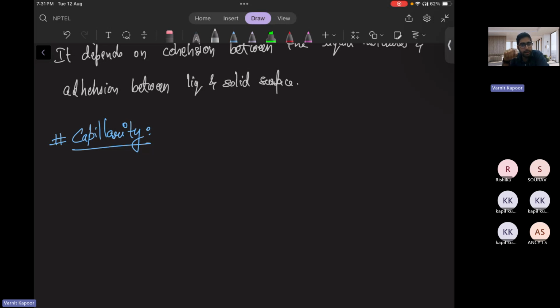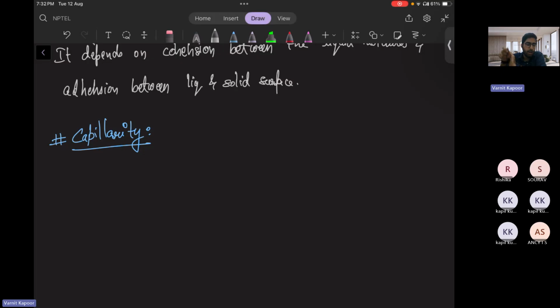Whenever there is a smaller diameter tube which is inserted into a liquid, then there can be a rise as well as fall of that liquid in that tube with respect to the outer surface. Like when you drink soft drinks or some liquid through a straw, there is an action of capillarity. There is a rise and fall. But for capillarity to happen, the tube diameter should always be less than 10 millimeters. And this rise and fall of the liquid is known as capillarity.